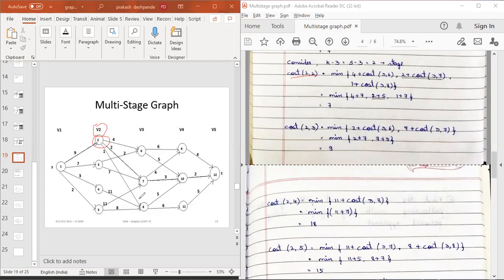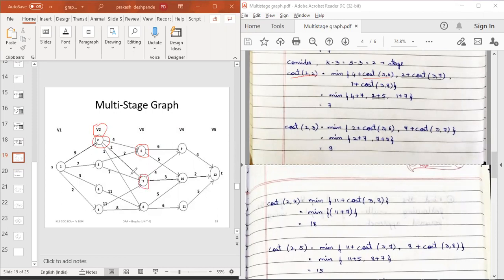There are 3 different paths. I need to find out the minimum among them. So cost of 2 comma 2 is going to be minimum of 4, that is the edge cost 4, plus cost of third stage vertex 6, that is cost of 3 comma 6, comma, then in the third stage, I have another vertex here, that is 7, right?